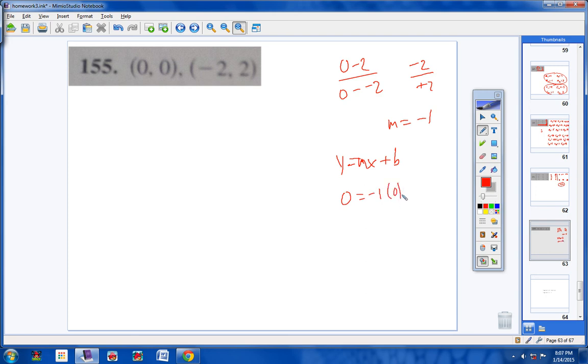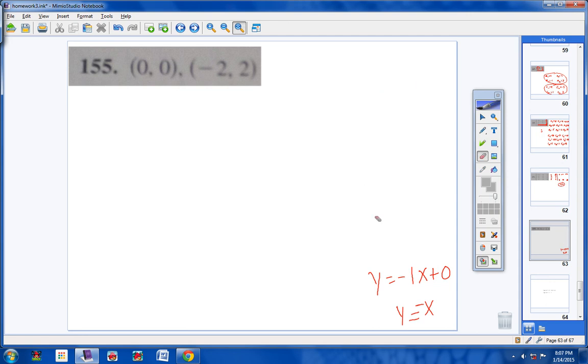Where the x is, put a 0. Plus b, so b is 0. So the slope is negative 1, b is 0. So the linear equation is y equals negative 1x plus 0, or in other words, y equals negative x. There, just like that, I found the linear equation, unless I made a small mistake. But hopefully you remember all that from Algebra 2, okay?